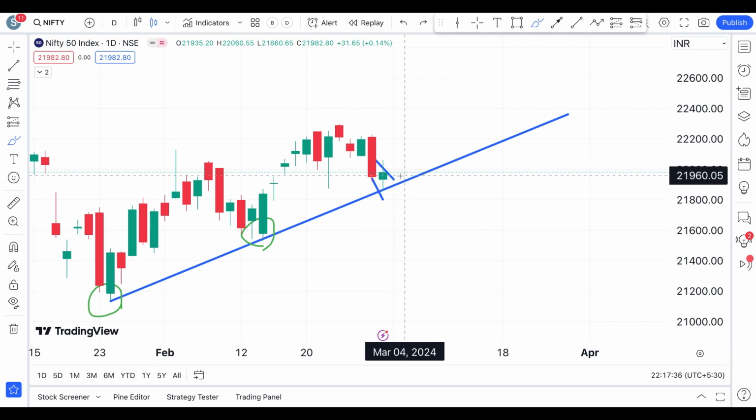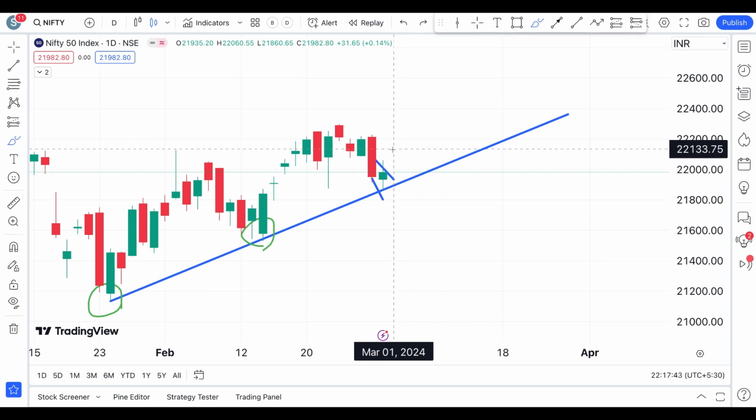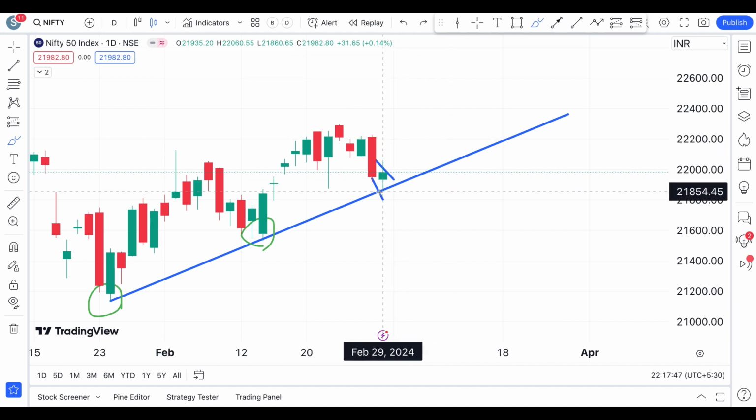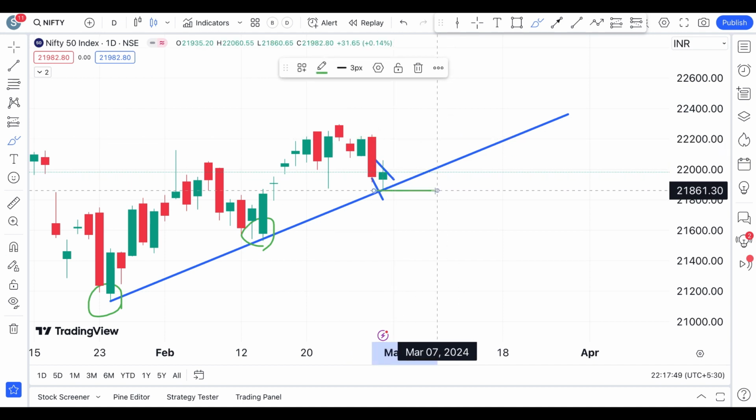But since we have seen a green candle today, just like Bank Nifty, even in Nifty on a daily time frame, it's better to have one more green candle, so that we can at least reach this level towards the opposite side. But for any reason, if this breaks, then we have to look towards the downside in the Nifty as well.